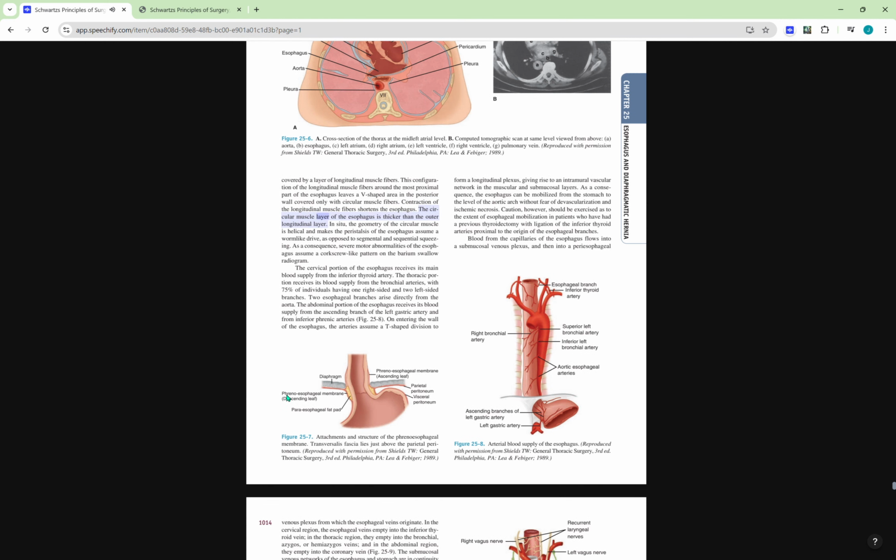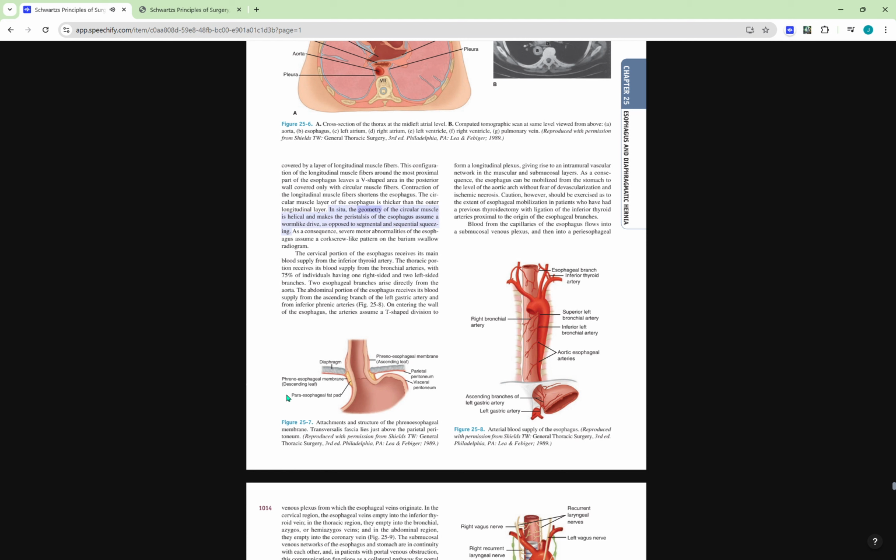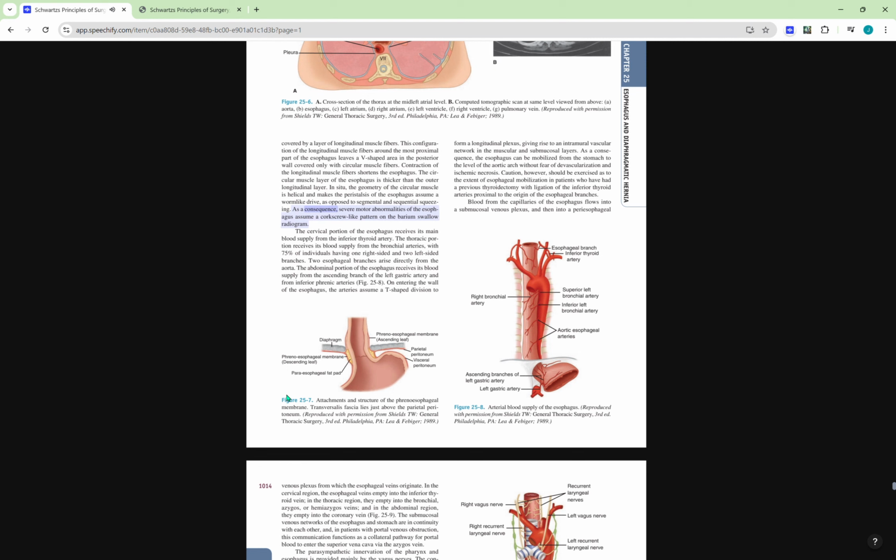The circular muscle layer of the esophagus is thicker than the outer longitudinal layer. In situ, the geometry of the circular muscle is helical and makes the peristalsis of the esophagus assume a worm-like drive, as opposed to segmental and sequential squeezing. As a consequence, severe motor abnormalities of the esophagus assume a corkscrew-like pattern on the barium swallow radiogram.